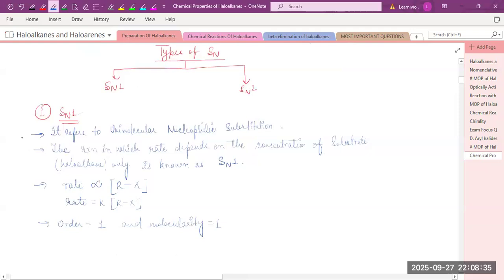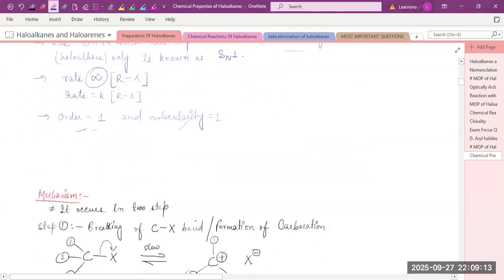So now you can write this. So types of SN reaction, SN1 and SN2. SN1 refers to the unimolecular nucleophilic substitution reaction, and the reaction in which the rate depends on the concentration of substrate only is known as unimolecular nucleophilic substitution reaction. Okay, so here the rate is directly proportional to the concentration of Rx, and when you remove this proportionality sign, here will be the rate constant. So order of this SN1 reaction is 1 and molecularity is again 1.